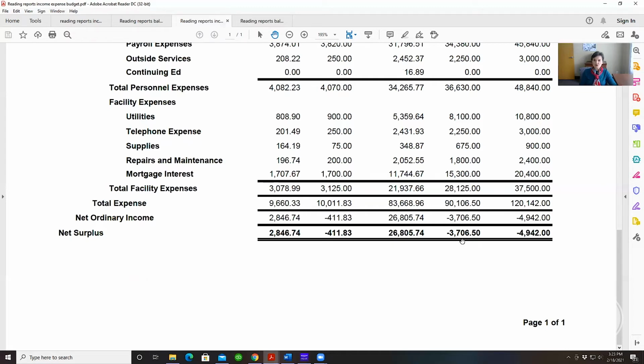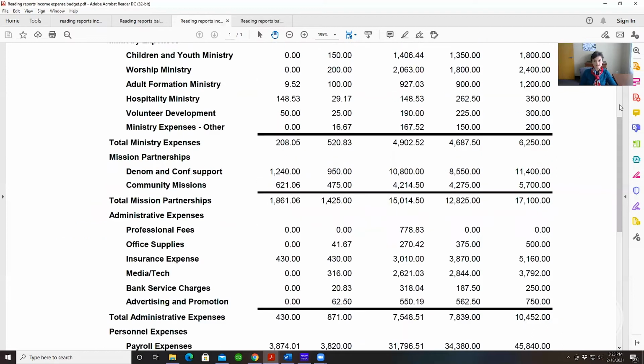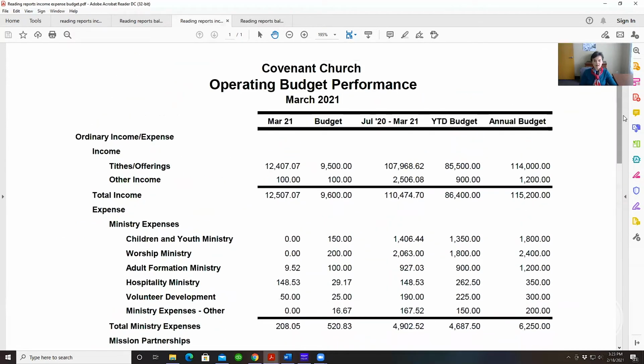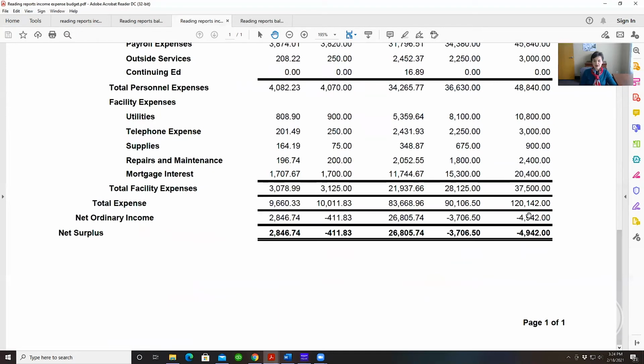So how can they know what to expect next? What's the path ahead? That's what the budget is for. At the beginning of the year, the church membership approved a budget of $115,200 for income. They approved expenses of $120,000. So they must have known they had at least $5,000 in the bank at the beginning of the year to be able to cover this planned deficit.